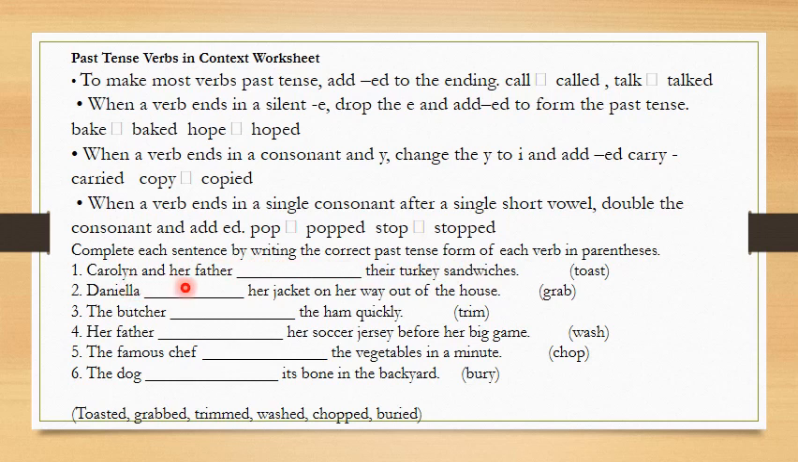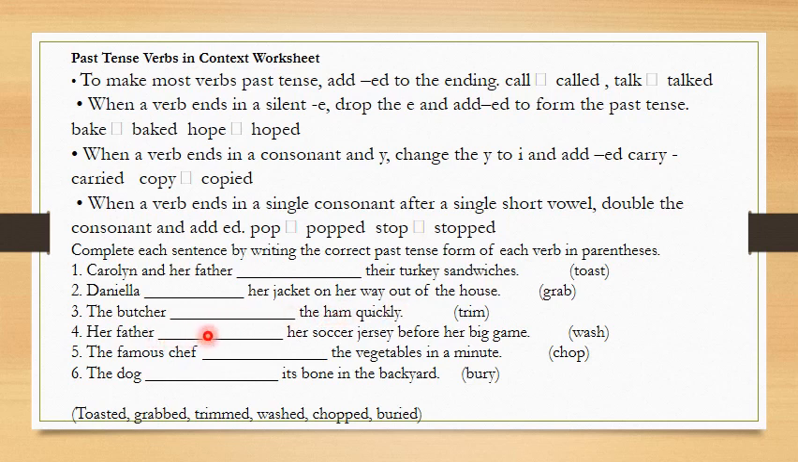Daniela (grab) her jacket on her way out of the house. Grab. What can be the second form of grab? Daniela grabbed her jacket on her way out of the house. The butcher (trim) the ham quickly. Trim. So what is the second form of trim? The butcher trimmed the ham quickly.